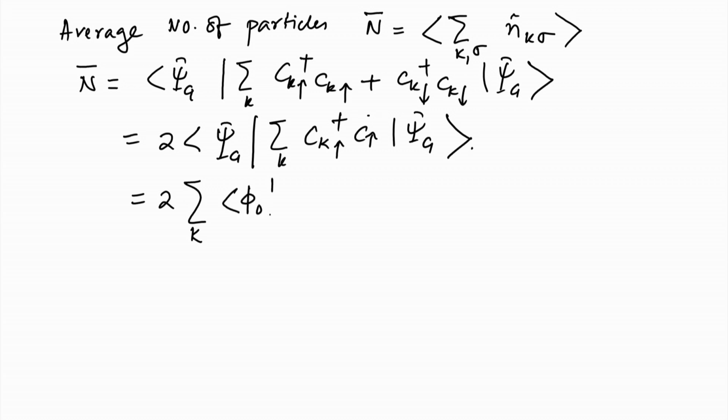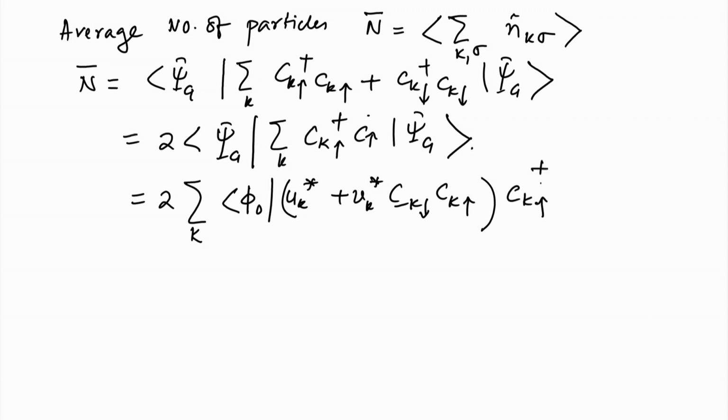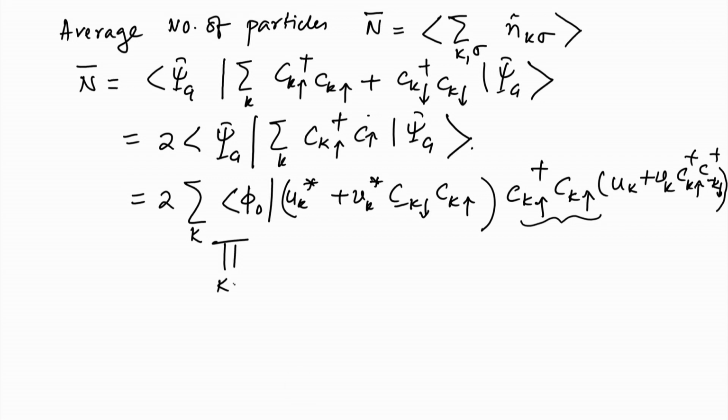So, this will be phi 0, u k star plus v k star c minus k down c k up, that is the bra psi G here, and now I have c k up dagger c k up, and now I have u k plus v k c k up dagger c minus k down dagger, and now I will have terms which are the same case as it is there in the operator n k sigma, and now I will also have all the other terms in which k is not equal to l, all the other indices which are not the same.